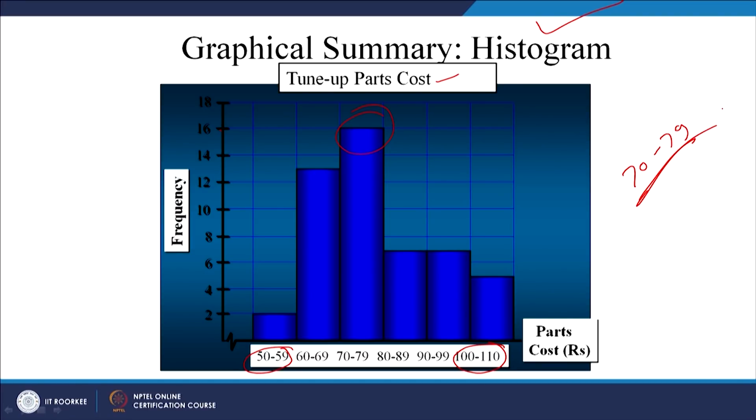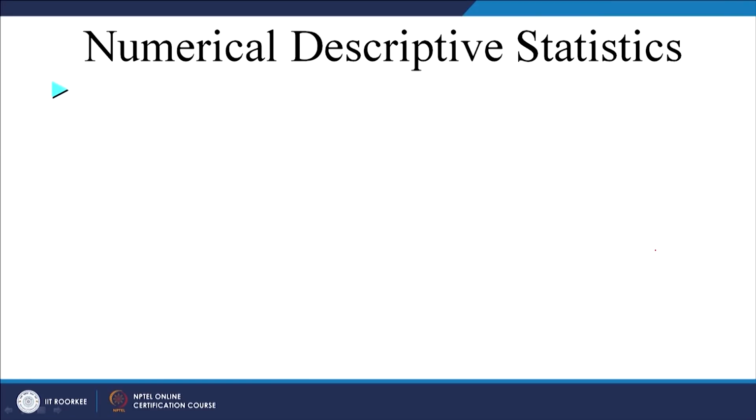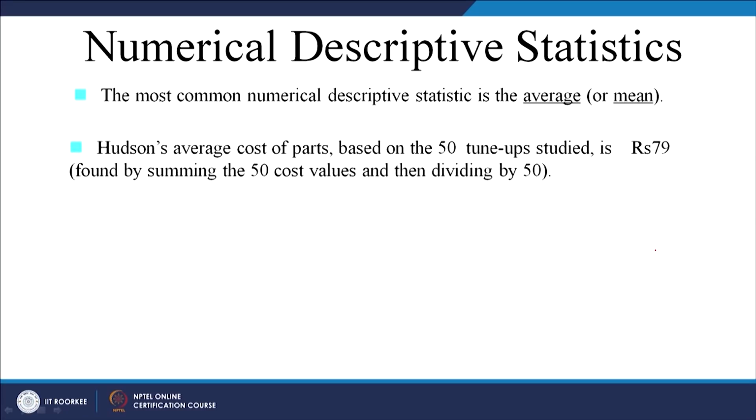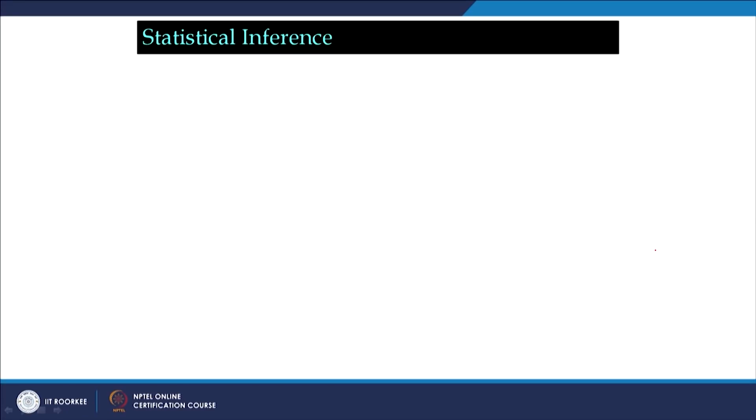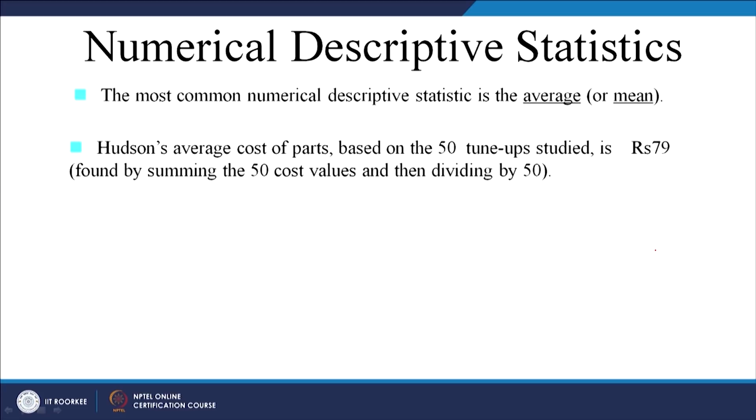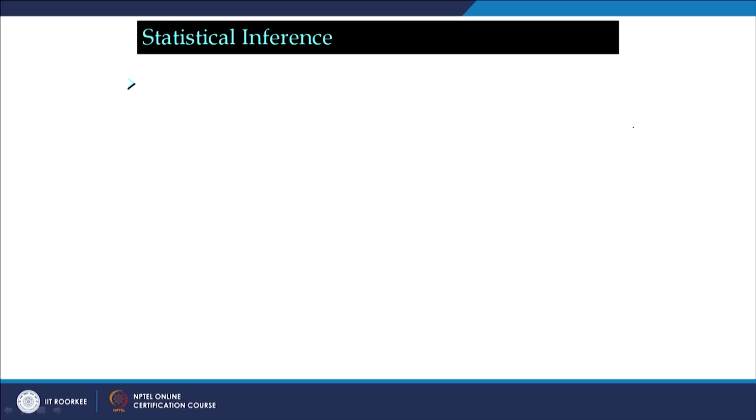So, what would be the exact average cost? Of course, you can just take the mean of all those 50 points. You just take the summation of all these costs and divide by 50. So, it is 79 rupees. This is how you can prepare the frequency table and percentage frequency.